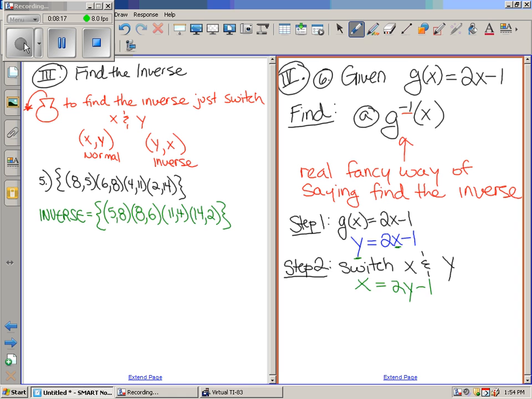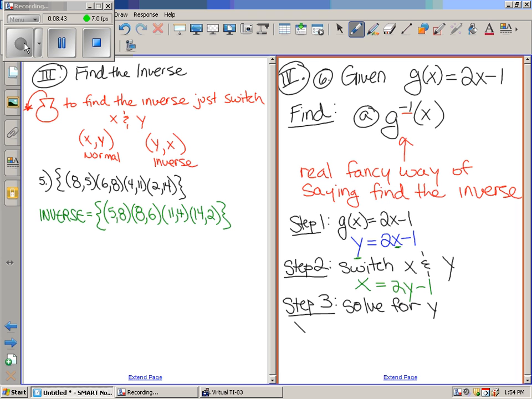So what do you think step 3 is in this big long process? If you had to actually give it a name, if you were trying to write this down as notes on somebody else's paper, what would step 3 be? Yeah, isolate or solve for y. Let's do solve for y. I like that because we see that all the time.